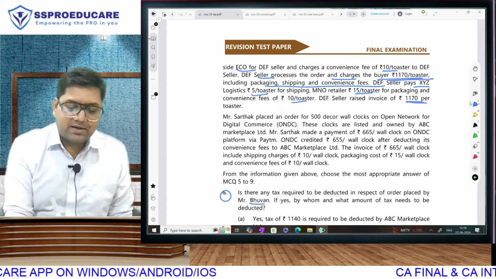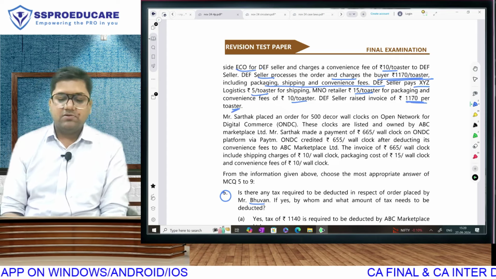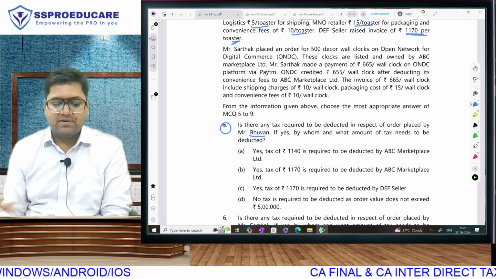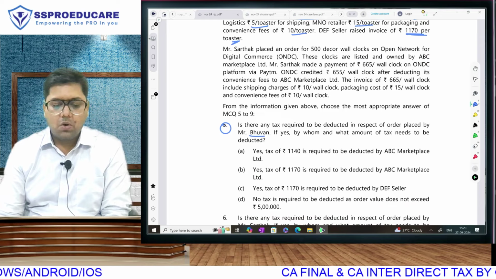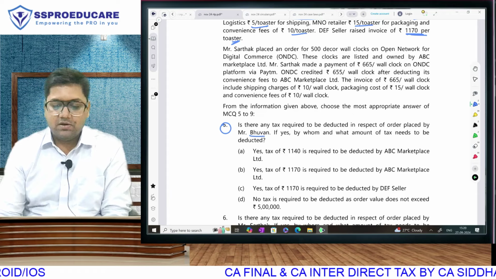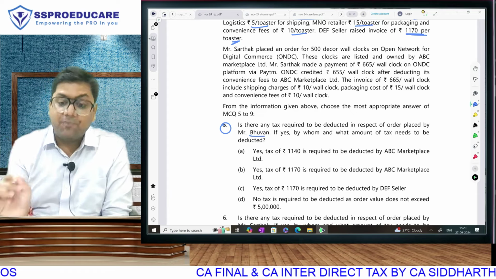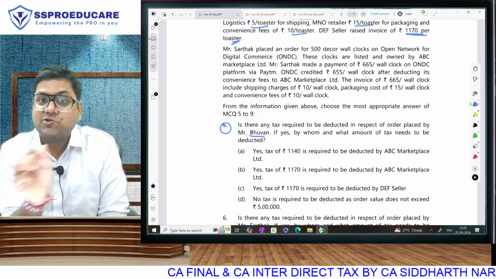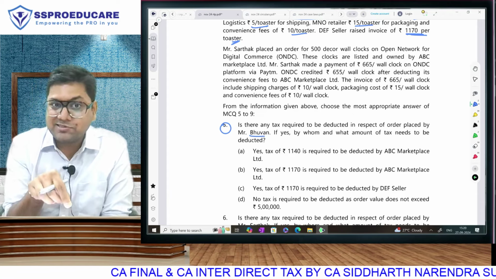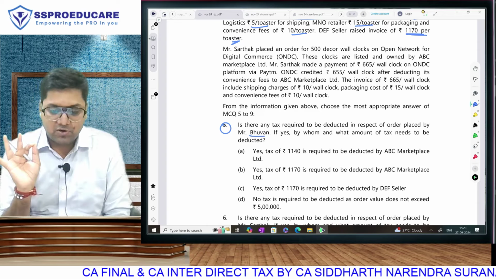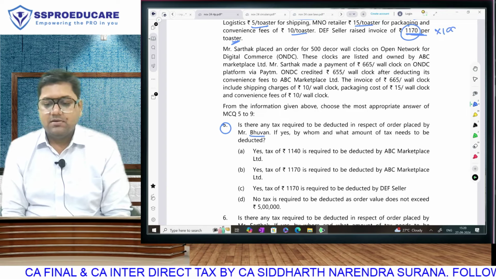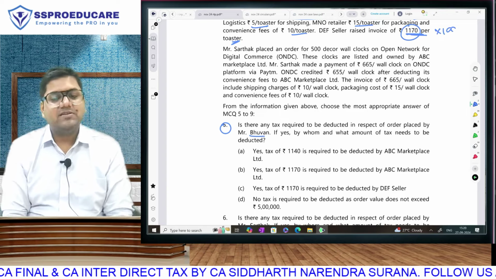From the buyer, we are collecting 1170. Is buyer paying 1170? So is that 1170 going to be liable for TDS? Yes. From that 1170, there are packaging charges, logistic charges, convenience fees. We have clearly today only studied the circular on the gross amount. Finally TDS will come on 1170 into 100. You will do 1% of that.